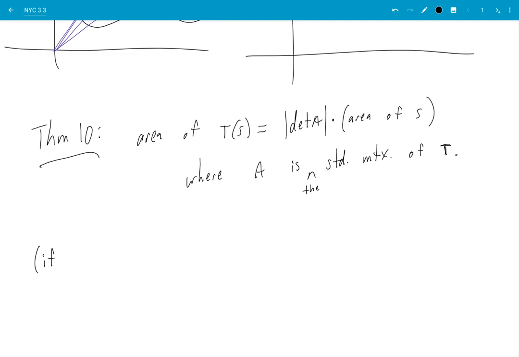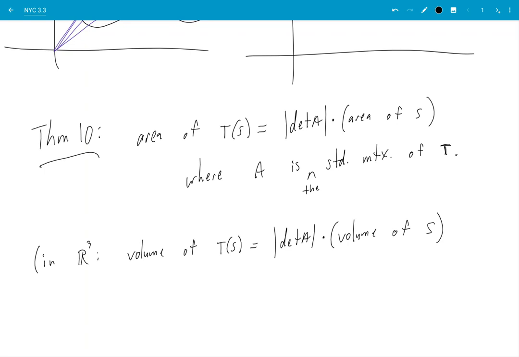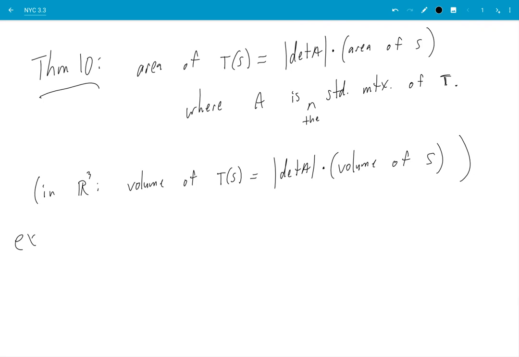So, sorry, we'll say in R3, this works as well. You have volume of T of S is equal to absolute value determinant of A times the volume of S. Okay, so the same idea actually works there. I'm not going to attempt to draw a three-dimensional blob, though. Okay, so it gives a nice formula, which we will now attempt to use.